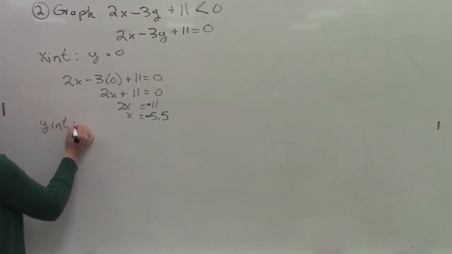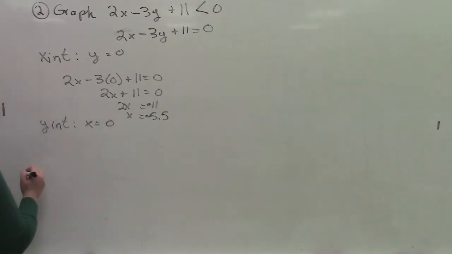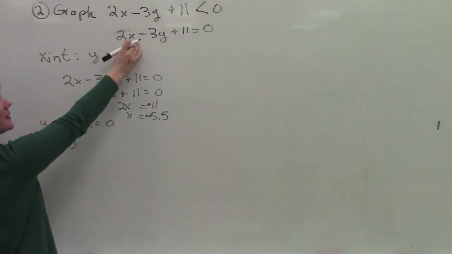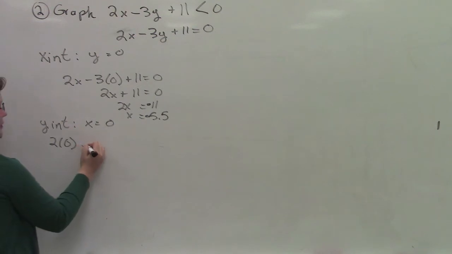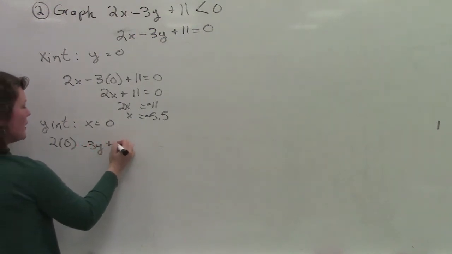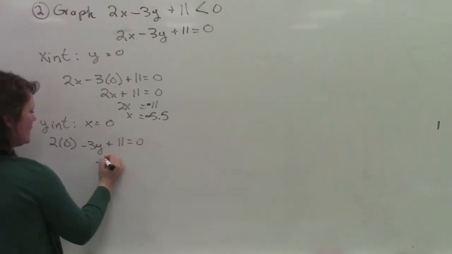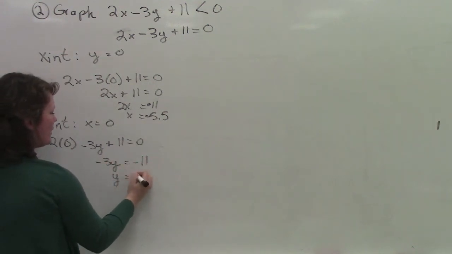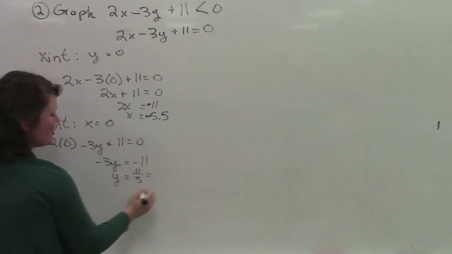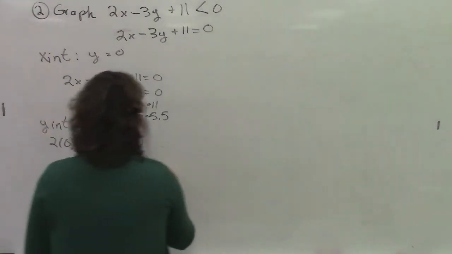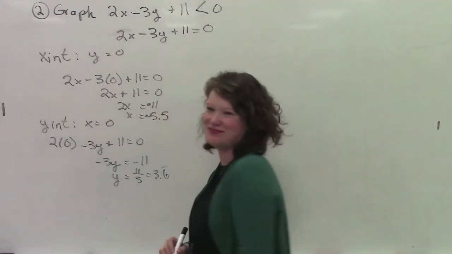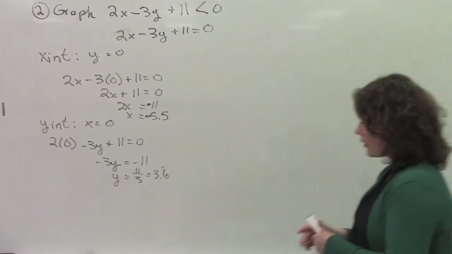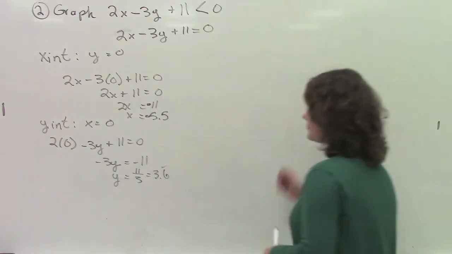Y-intercept, x equals 0. So we have 2 times 0, again just subbing it into here. 2 times 0 minus 3y plus 11 equals 0. Negative 3y equals negative 11. Y equals 11 over 3, which is just the same thing as 3.6 repeating. Okay, so 3 2/3. What I want to do is I want to graph it.